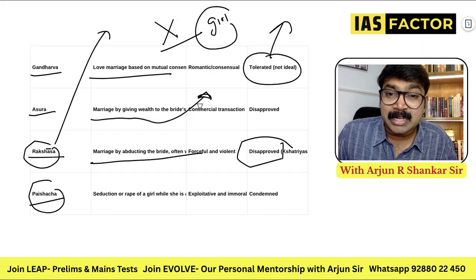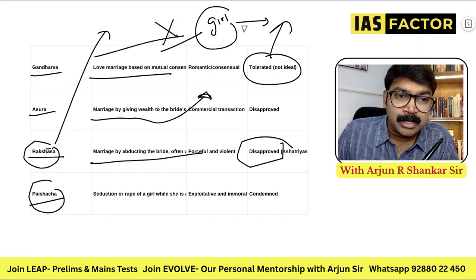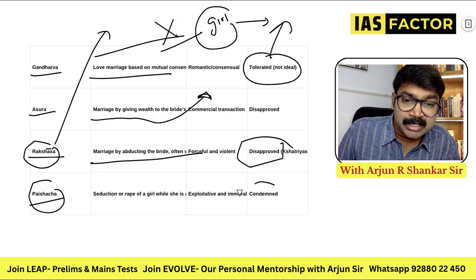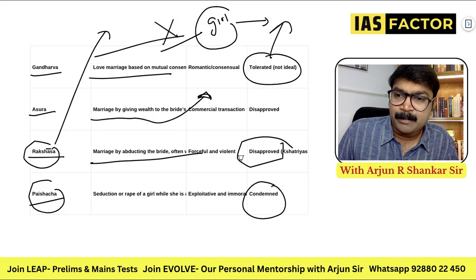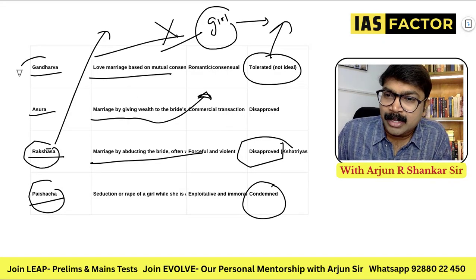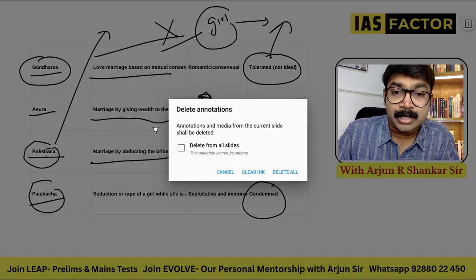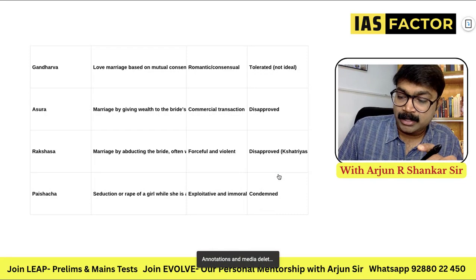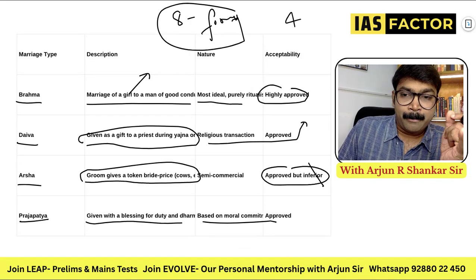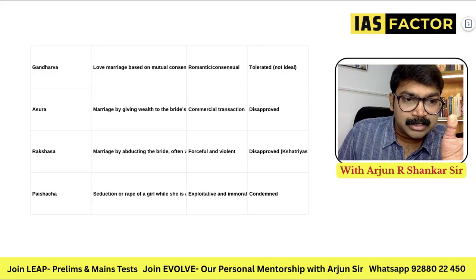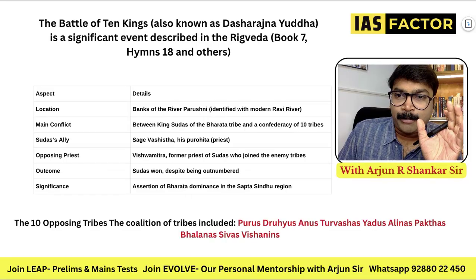Disapproved. And Paishacha means you see a girl, you go, you rape the girl, seduce the girl, outrage the modesty of the girl, and then exploit it. This is Paishacha Vivaha. This is condemned, disapproved. Gandharva is tolerated. Love marriage is okay, but not ideal. So these are the different types of marriages. So remember: Brahma, Daiva, Arsha, Prajapatya, Gandharva, Asura, Paishacha, Rakshasa. All these are important things.